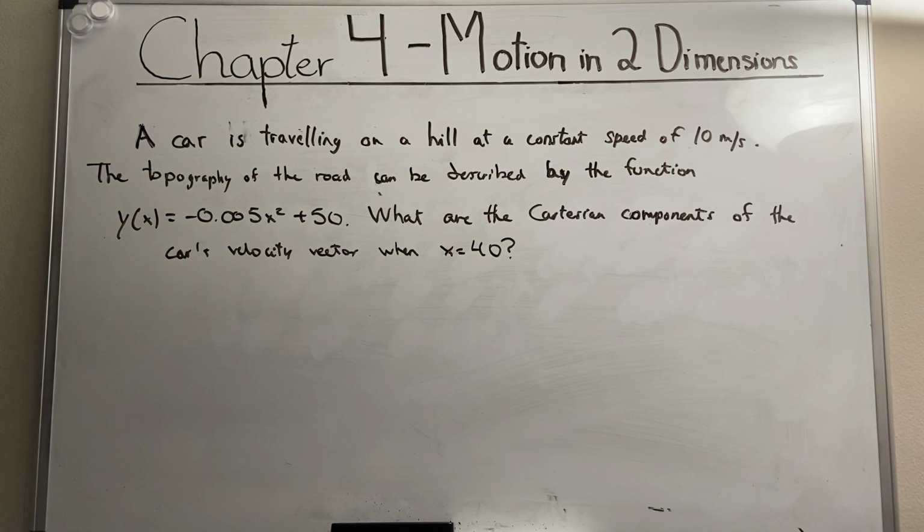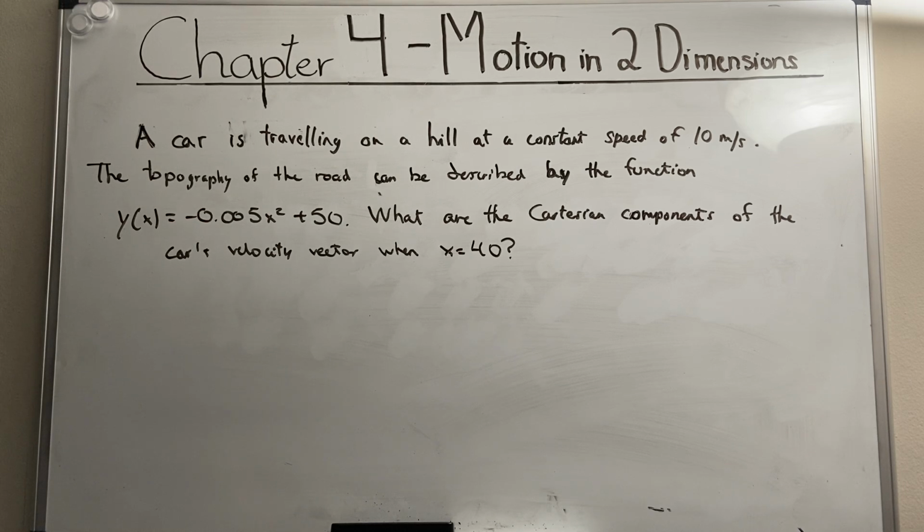Okay, so this seems like a very odd problem, right? A car is traveling on a hill at a constant speed of 10 meters per second. The topography of the road can be described by the function y of x is equal to negative 0.05 x squared plus 50. What are the Cartesian components of the car's velocity vector when x equals 40?